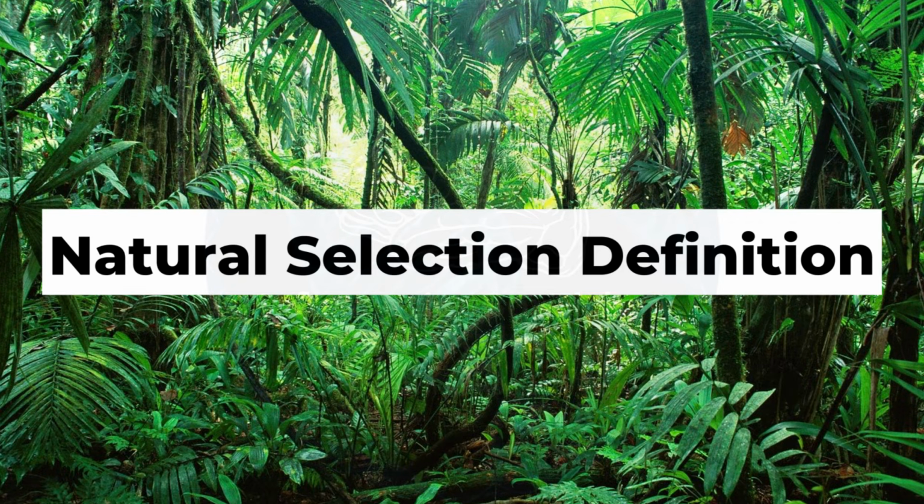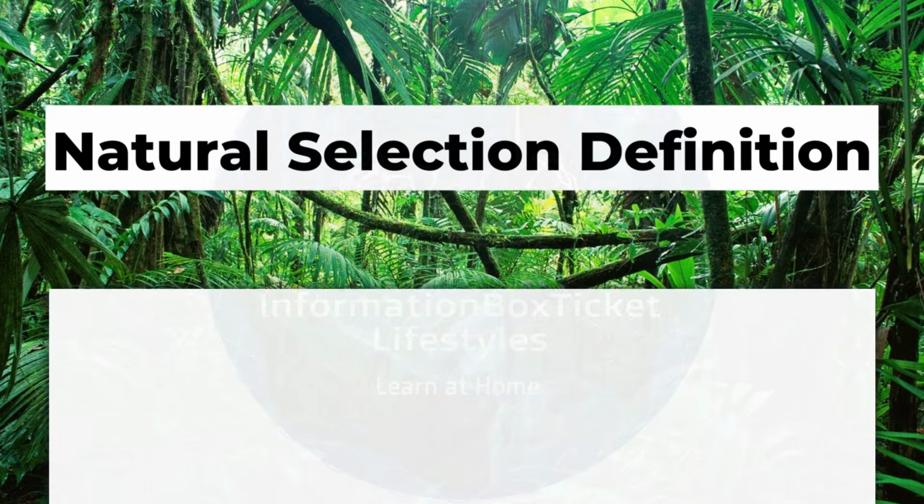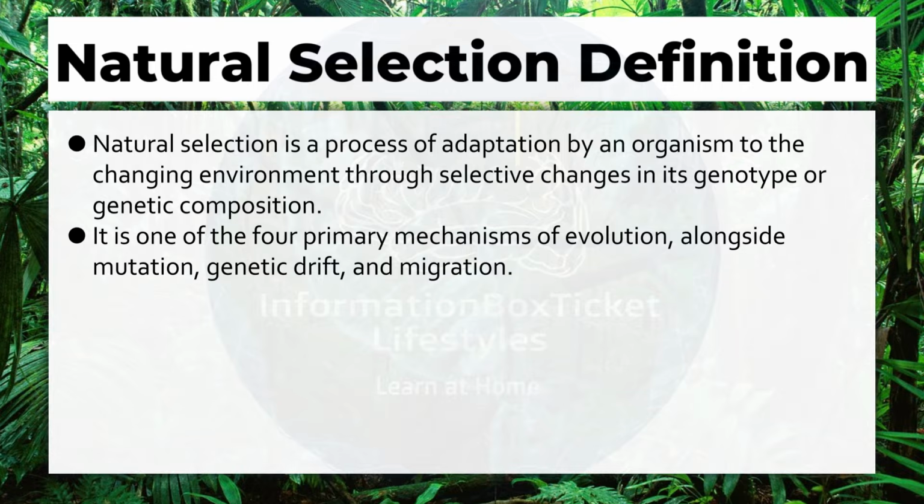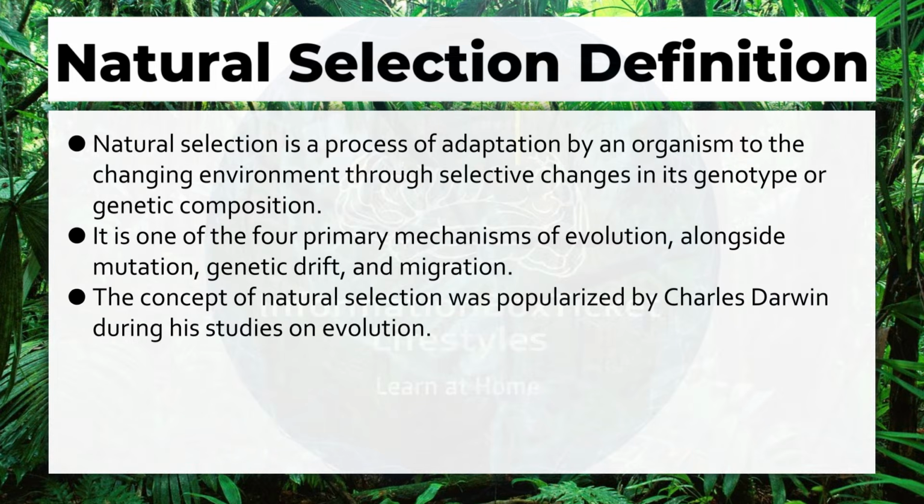Natural selection definition. Natural selection is a process of adaptation by an organism to the changing environment through selective changes in its genotype or genetic composition. It is one of the four primary mechanisms of evolution, alongside mutation, genetic drift, and migration. The concept of natural selection was popularized by Charles Darwin during his studies on evolution.